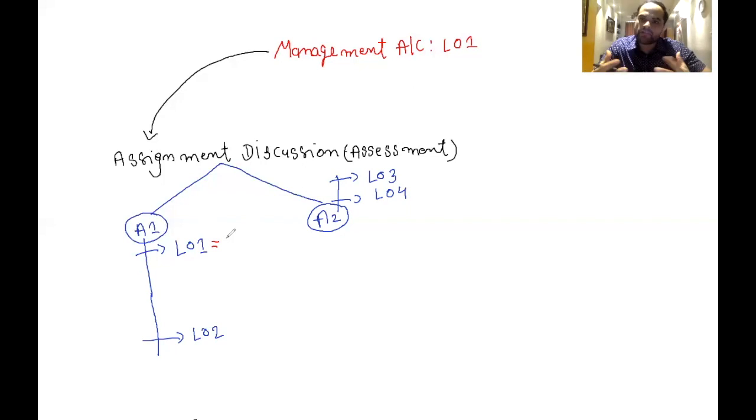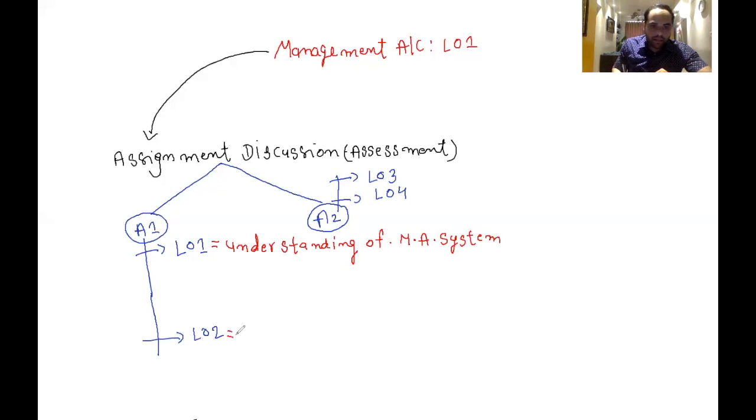This learning outcome basically focuses on the introduction to management accounting. In other words, understanding of the management accounting system. This is your learning outcome one. And learning outcome two is a range of management accounting techniques. We have a wide range of management accounting techniques, so that will be discussed in learning outcome two.